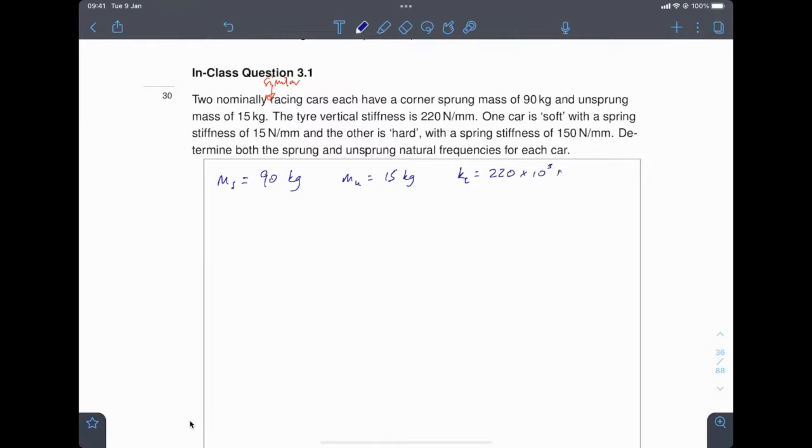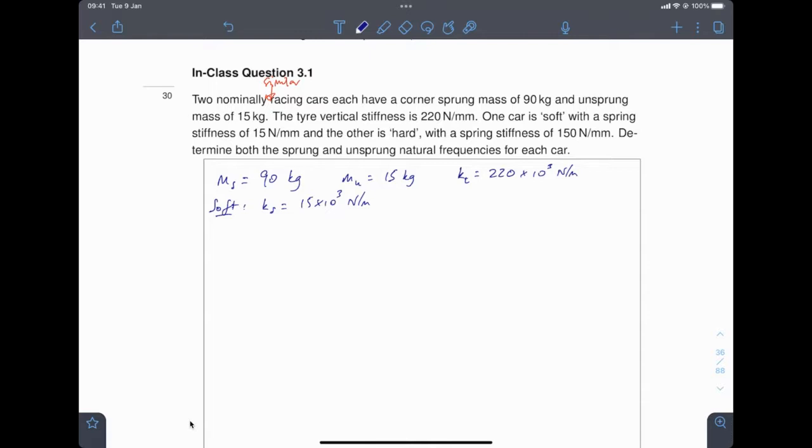So I'm converting that into newtons per meter, because obviously we need to make sure that we're in SI units. So newtons per millimeter, if you multiply that by 1,000, you'll get the newtons per meter. Okay, and we've got two different cars. We've got the soft car. So with that, we've got our KS, so it's 15 times 10 to the 3.